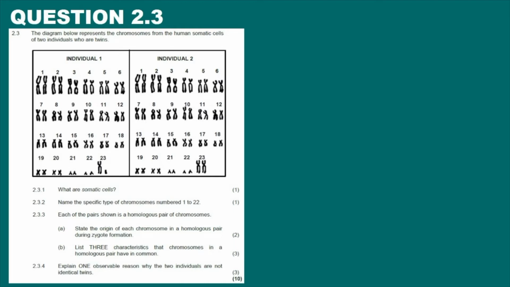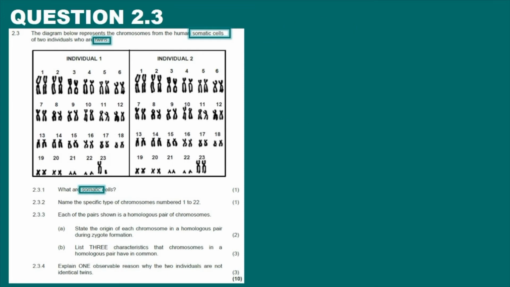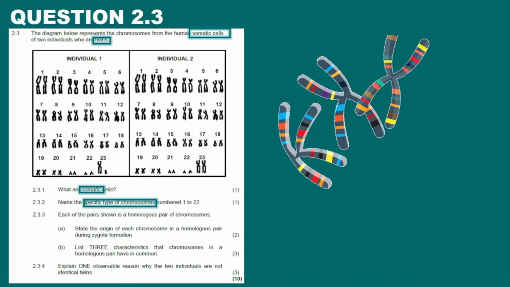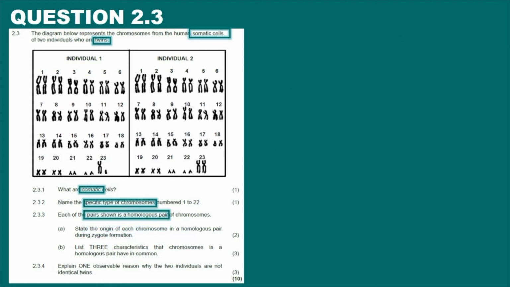So let's read the question and what is asked from us. Again, these are the karyotypes or the chromosomes of a somatic cell of 2 individuals that are twins. The first question is, what is a somatic cell? There's nothing tricky about this. If you did not study it, you will not know what it is. Then they want you to name the specific type of chromosomes that are numbered from number 1 to number 22. Then each of the pairs shown is a homologous pair of chromosomes.